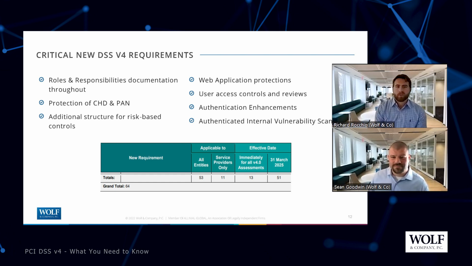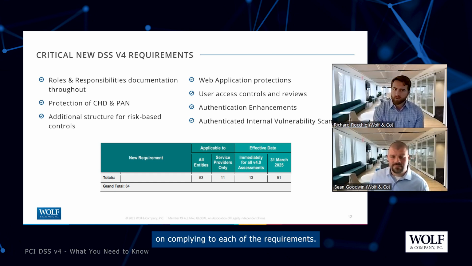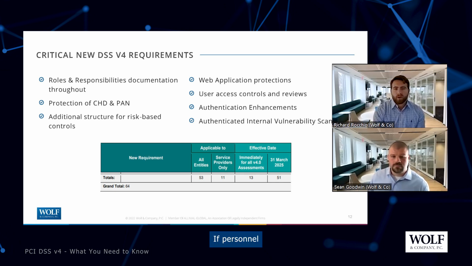First things first, there are requirements for documentation of roles and responsibility throughout the standard. A few of the critical version 4 requirements are now documentation requirements for the roles and responsibilities of personnel on complying to each of the requirements. Specifically, in requirement 3, there's now enhanced protection on cardholder data and primary account numbers. If personnel are accessing the system remotely, they will not be able to copy data out of the environment. In addition to that, there are now more structured risk-based controls at the entity. The entity now has more ownership over the frequency of those controls based on risk. There'll be more on that later.